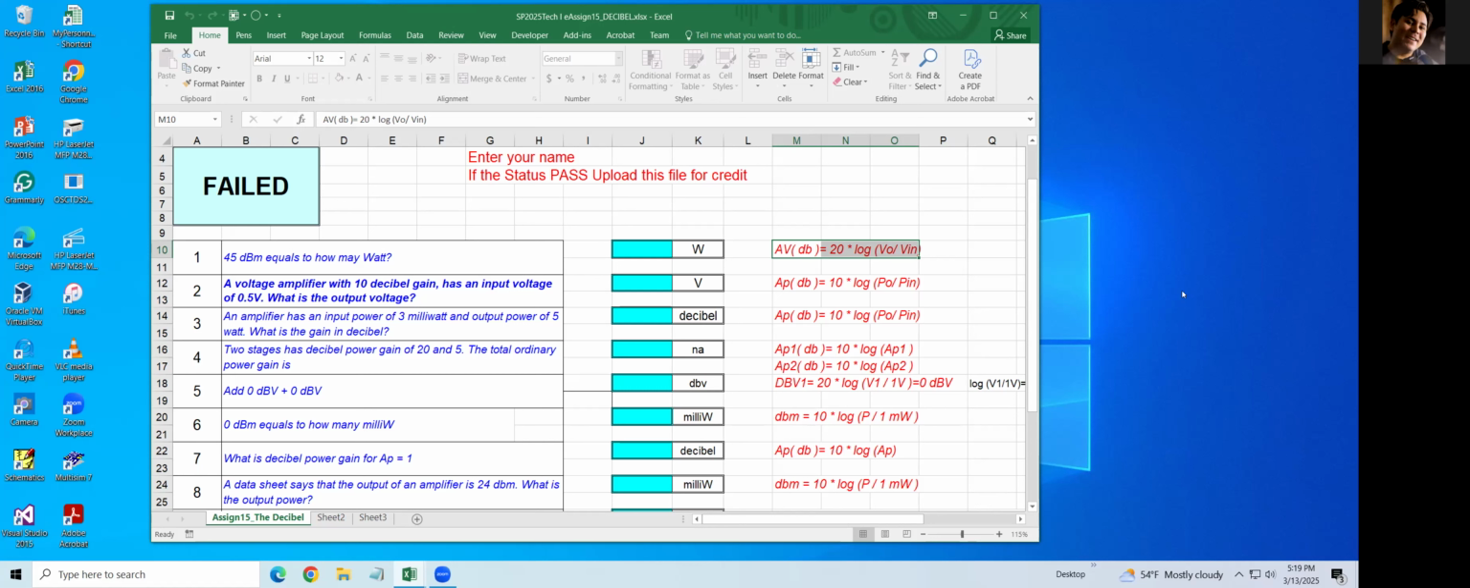31.6. Perfect. The right answer will be 31.6.